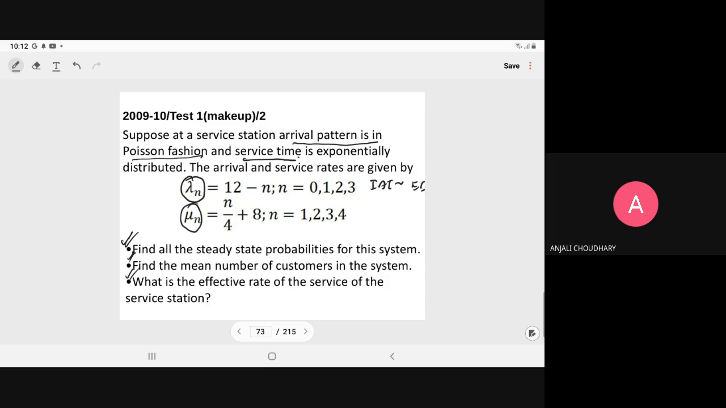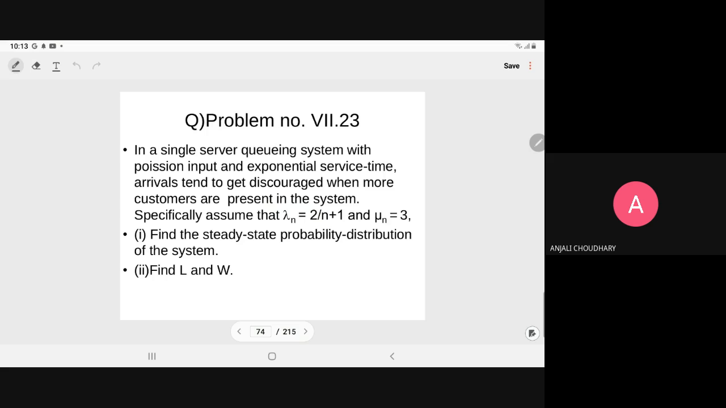Here, please always leave the answer in fraction only. Never write in decimal. Sometimes we have 1 by 3, so that will create a problem in the later part. So please always keep the solution in fraction form.